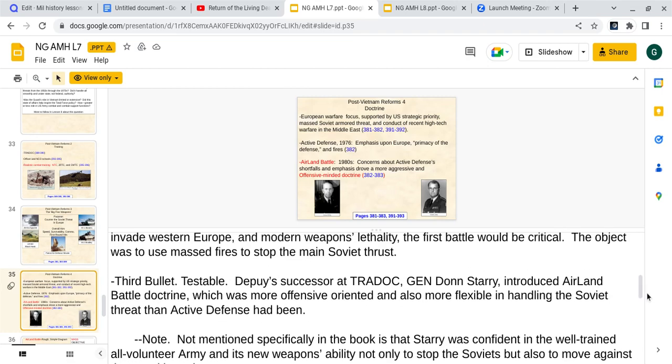What's testable here is that General Starry introduced air-land battle doctrine, which was more offensive-oriented, and was also more flexible in handling the Soviet threat than active defense had been. So for air-land battle, we have a shift from being actively on defense to taking a more proactive, aggressive stance to fight the Soviets. That's the air-land battle, and it's an offensive-minded doctrine.